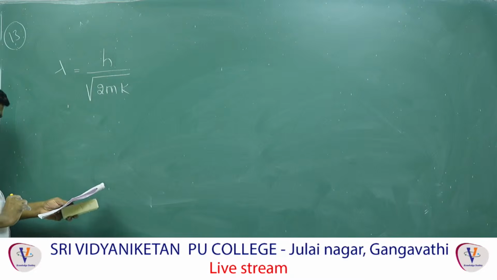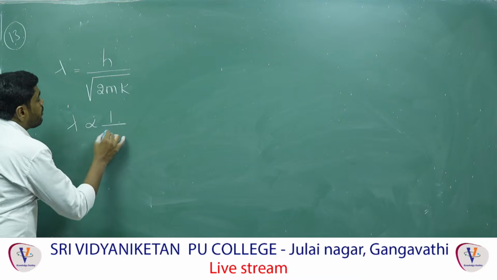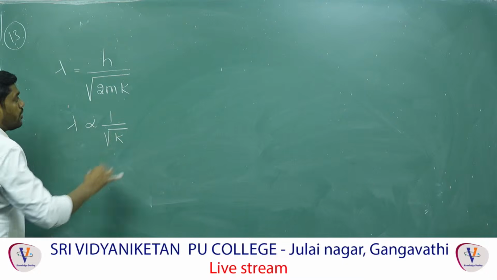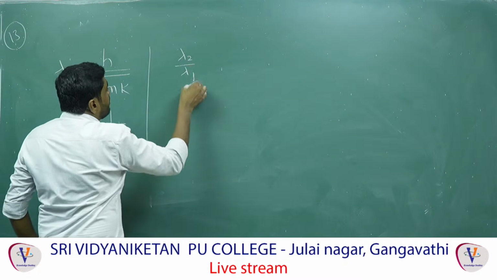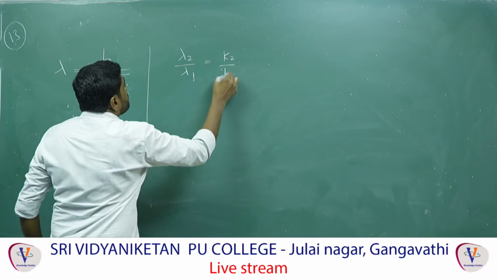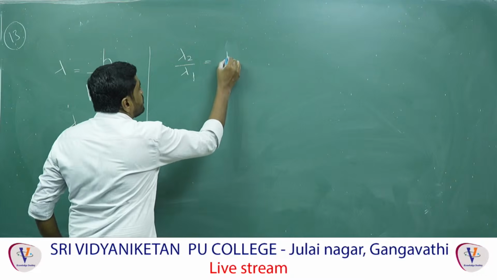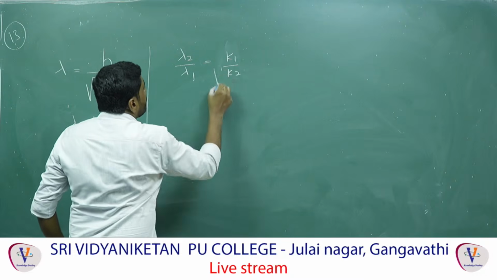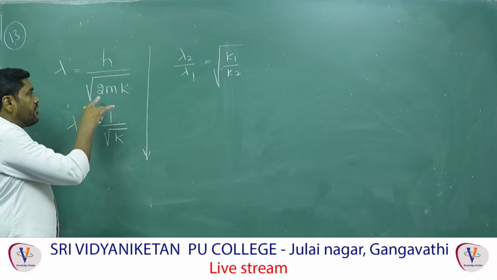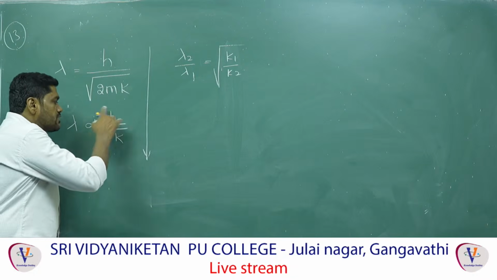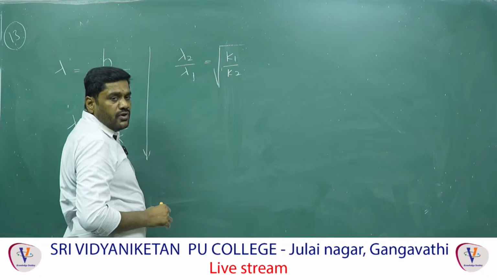Here, the de Broglie wavelength is inversely proportional to the square root of the kinetic energy, correct or not? So from this you can say lambda 2 by lambda 1 is equal to root over K1 by K2, because it is inversely proportional. The de Broglie wavelength for the given particle of mass m is inversely proportional to the square root of the kinetic energy.